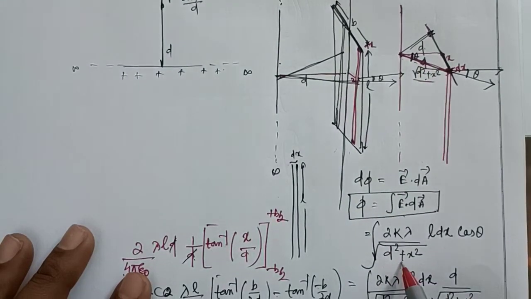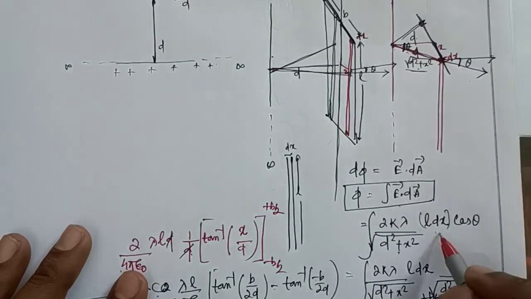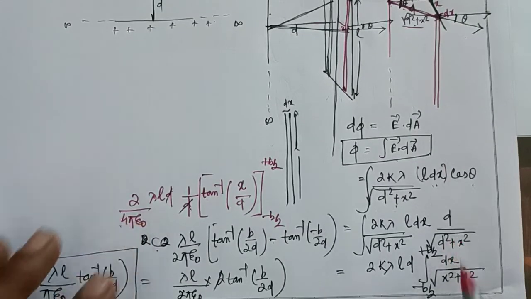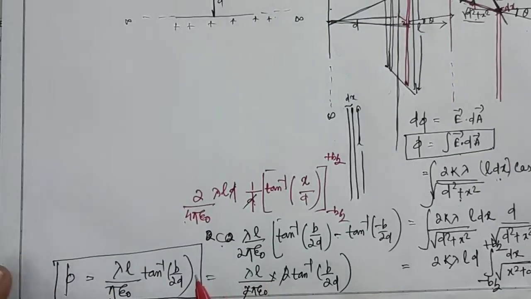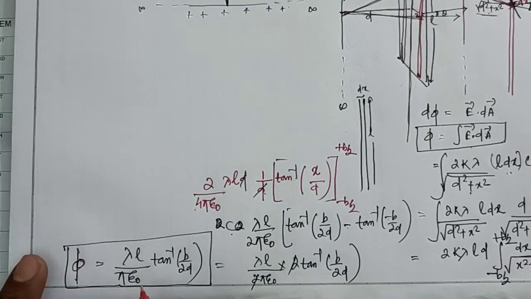So I will write this distance. The area is length into breadth. Length is L, thickness is dx. I will write my elementary area, and cos theta. Putting the value of cos theta and doing the basic integration, I reached the conclusion that the flux phi is nothing but lambda L upon pi epsilon naught tan inverse b by d.